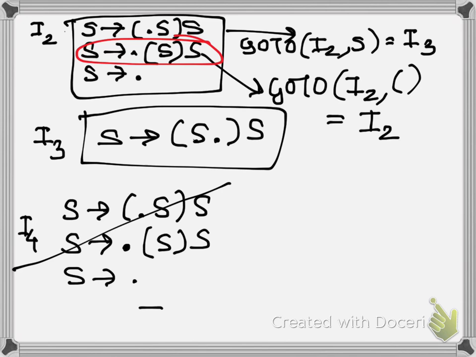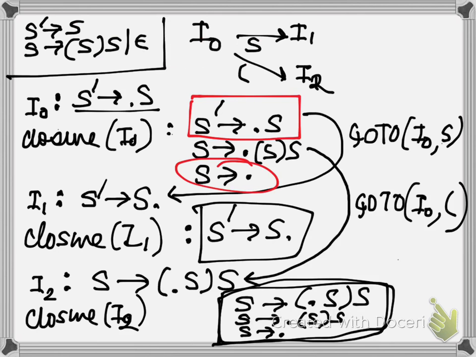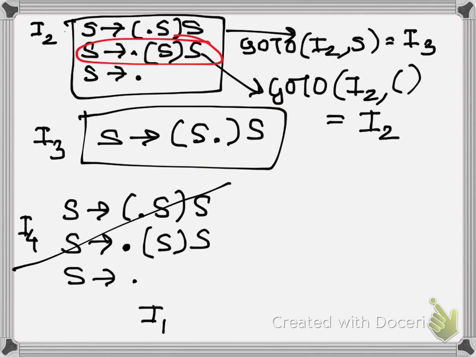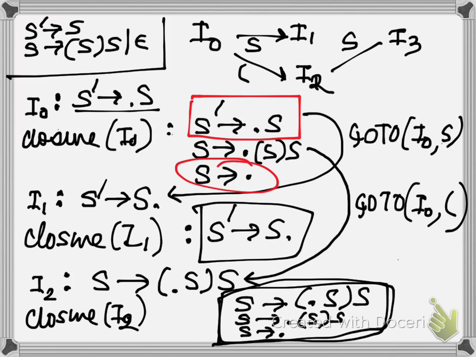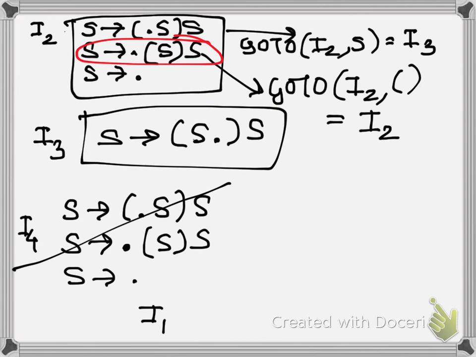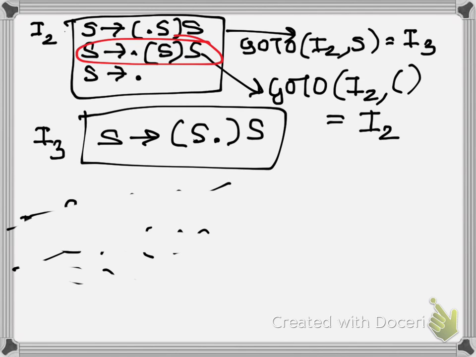So we have done I1, we have looked at I0, then I1 is ending, then I2 here on S goes to I3, and on opening parenthesis it goes to itself. So we have seen I0, I1, and I2. Now I3, let us see now. I will just remove this, I4 is no longer there. So no I4 here.